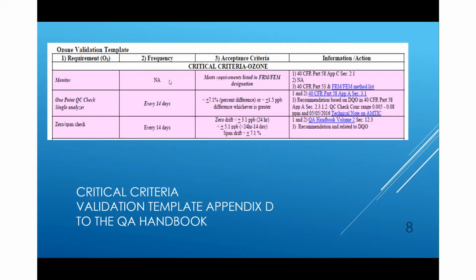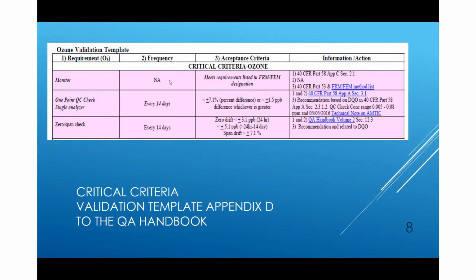Appendix D to the QA Handbook is the go-to resource for quality data validation and verification. It is a set of tables, and there are critical criteria, operational criteria, and systemic criteria listed for each parameter. The table goes parameter by parameter, and it has the various criteria that I just listed for each parameter pollutant.